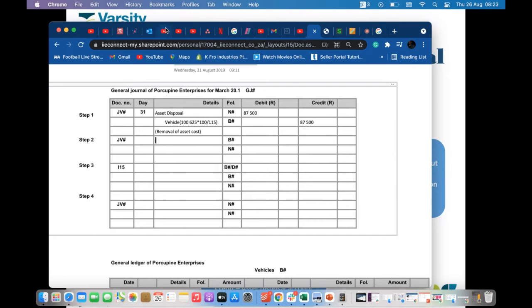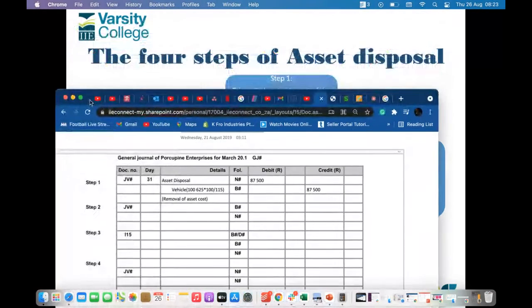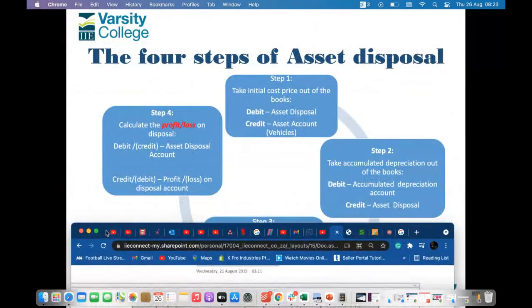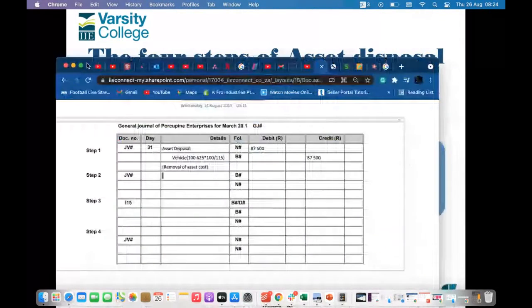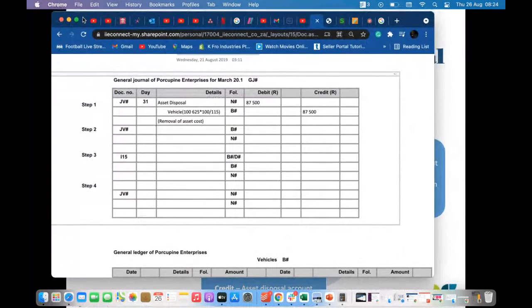Then step number 2. What is step number 2? Let's go back again to our process. We've done step number 1. Step number 2 says take accumulated depreciation out of the books. Accumulated depreciation. What is accumulated depreciation? All the depreciation on this asset for as long as we've had that asset.